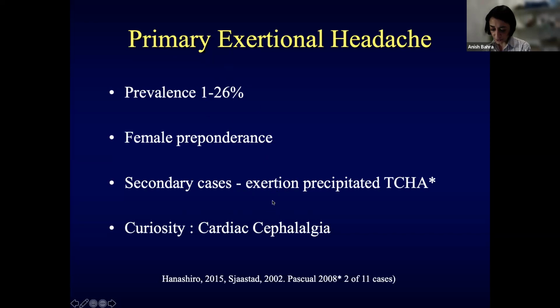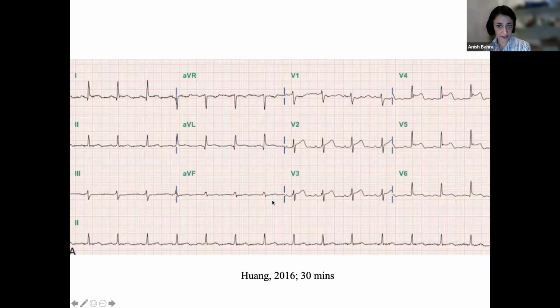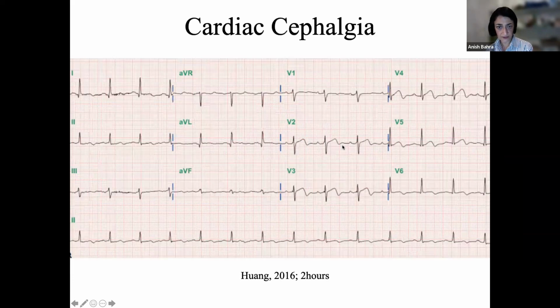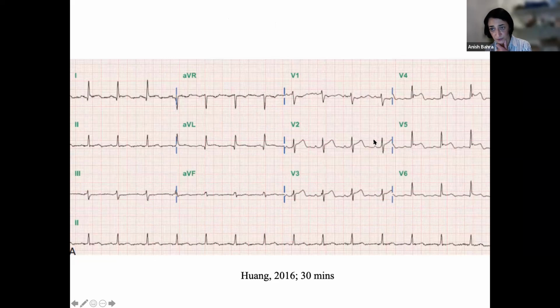And then we have this curiosity, which is cardiac cephalalgia. So this is a patient whose ECG is at 30 minutes after they had a headache. And what you see here is in the anterior leads, you see the takeoff, which is rather high. And then at 2 hours, the takeoff has dropped again. So again, in the lateral leads, you can see the T-wave inversion.